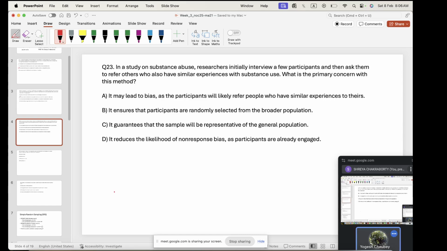Citizens in a study of substance abuse. Citizens need to be chosen with likely similar experience with this.